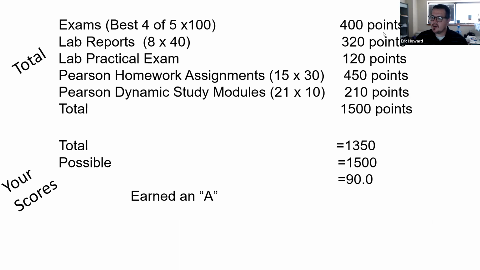If you want to break down your categories by each exam, lab reports, lab practical, and so on, you can do that. Remember, we're doing the standard breakdown, so 1,350 is the breakdown for an A. So I encourage you to get any extra assignments that you need to complete. Get those done as soon as you get them turned in. Email me so I can go grade them for you, and we can get you the points that you need.